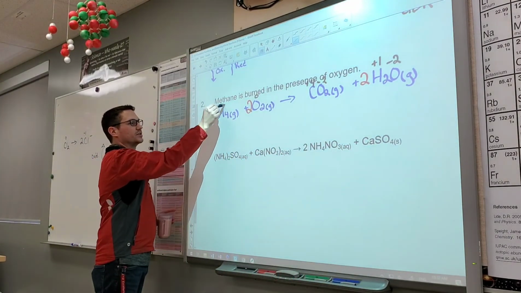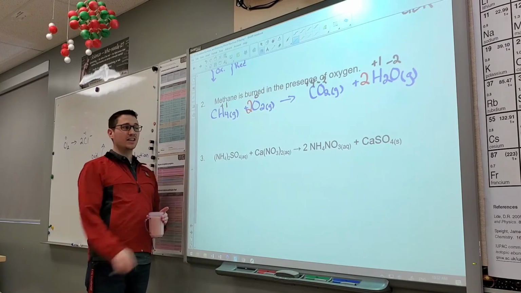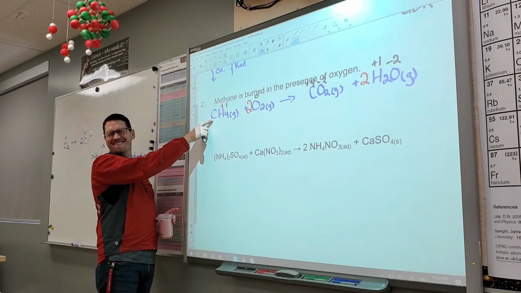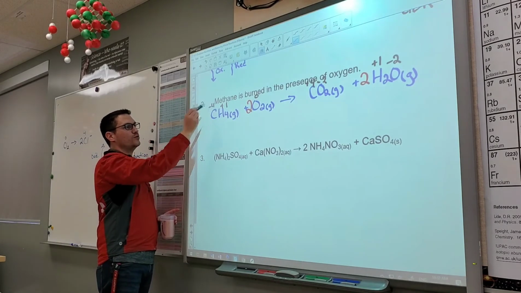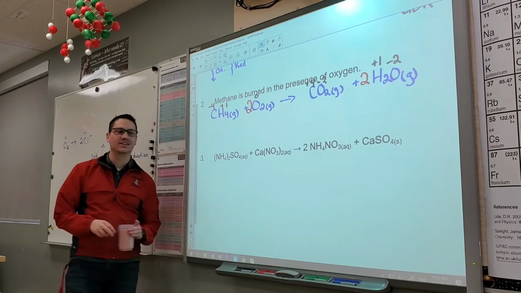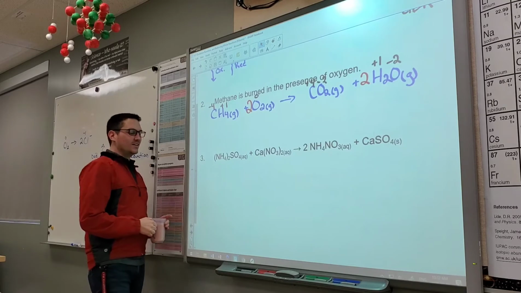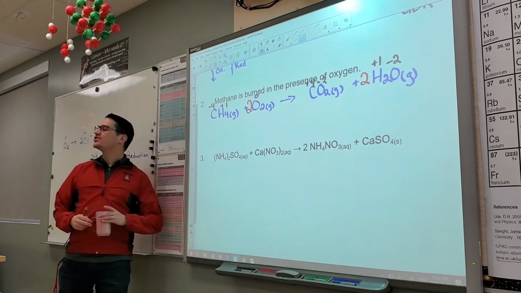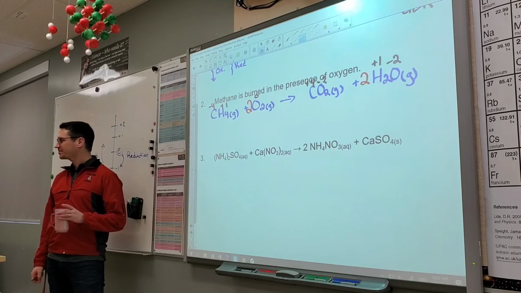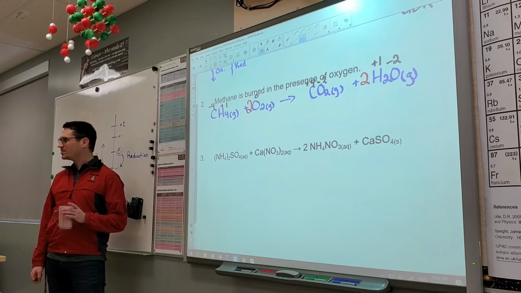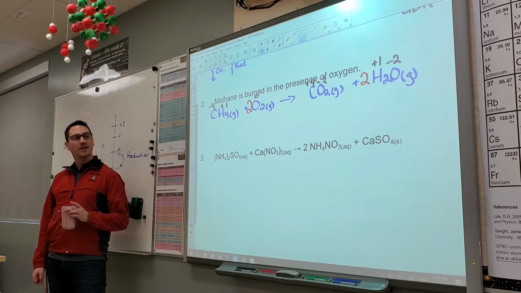And then hydrogen is +1, so that makes this carbon what? Interesting. Okay. So what does the carbon start as? It starts as -4, and what does it end up as?